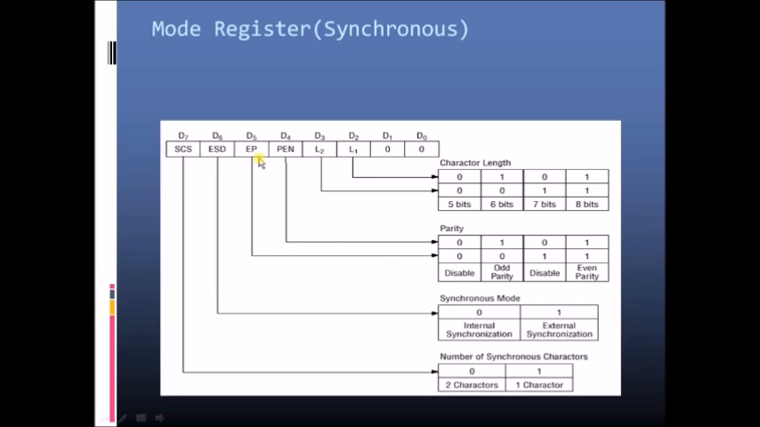And then again we have parity bits, that is, we can enable the parity, and we can go with either odd parity or else with even parity. And we have 2 more bits, that is L2 and L1, which are used for selecting the character length, as we have seen in case of asynchronous mode. Okay, and these 2 bits are not used in case of synchronous communication.